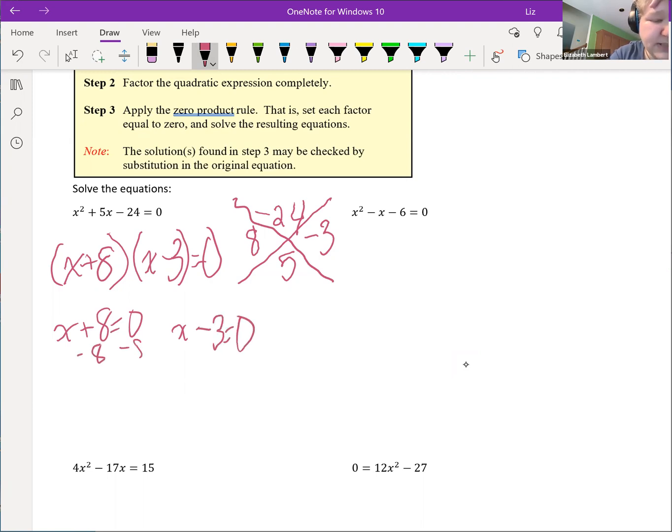Minus the 8, the 3. And there are our two answers, negative 8 and positive 3.